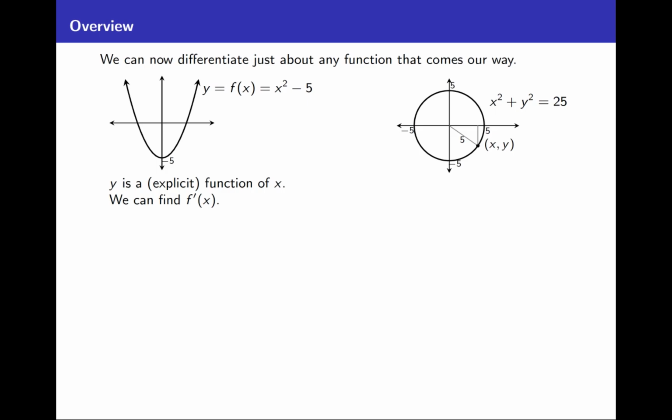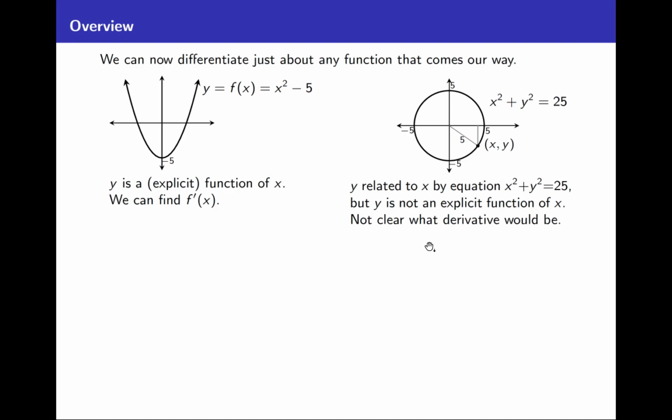This graph is not the graph of a function. Unlike the parabola over here, which satisfied the vertical line test, this graph fails the vertical line test, so it's not the graph of a function. We can find derivatives of functions, but we don't know how to find derivatives of equations. Here, y and x are related by the equation x squared plus y squared equals 25, but unlike the previous situation, y is not an explicit function of x, and it's not clear what the derivative would be.